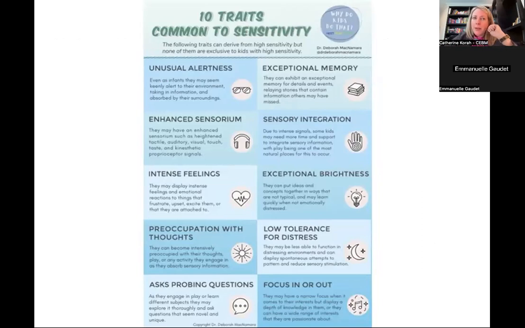Deborah McNamara is the author of Rest, Play, Grow, and she's also written a more recent book around food. I can't remember the title now for a second, but she has tons and tons of editorials on the beauty behind hypersensitivity, and she's the one who created this infographic to give us the common 10 traits of sensitivity. I'll invite you to go and take a look at that slide.